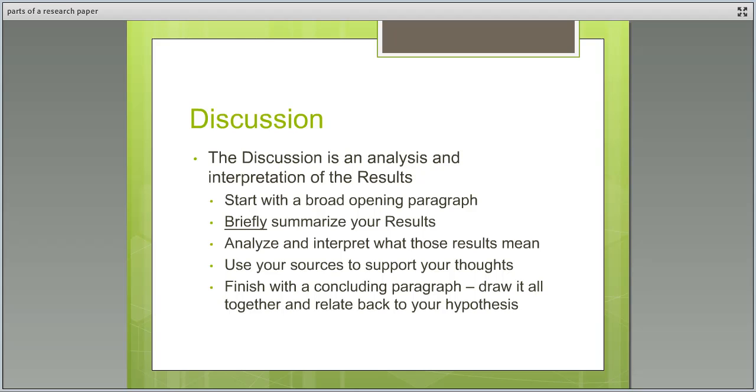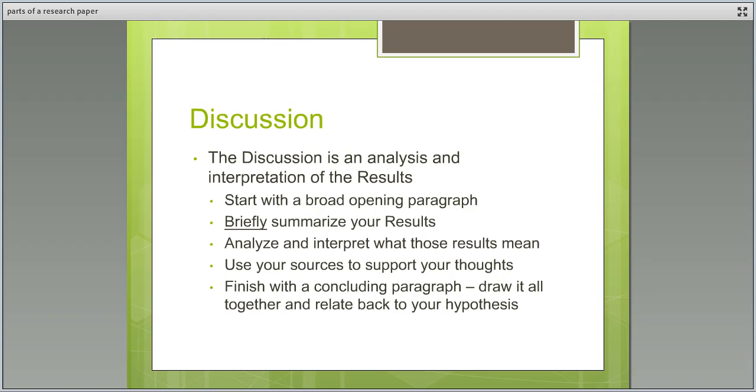You're also going to be working on your discussion this week. The discussion is an analysis or an interpretation of the results. So you want to start with a broad opening paragraph. You've just come off of the results, which are very dry, and you're just spouting out numbers, you're not saying what it means. So you need to bring the reader back into the paper. Start with a broad opening paragraph that leads the reader into your discussion.